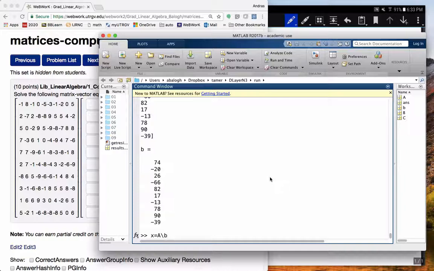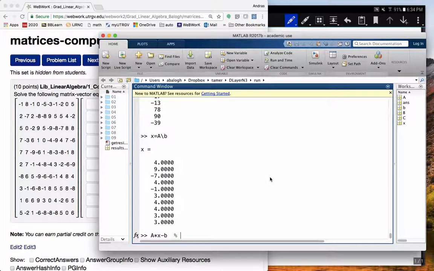So it's A backslash B. And we get nice numbers. You're supposed to get nice numbers in these homework assignments most of the time. If you want to check, what you can do is multiply A with x and then subtract B from it. So this is supposed to be 0.